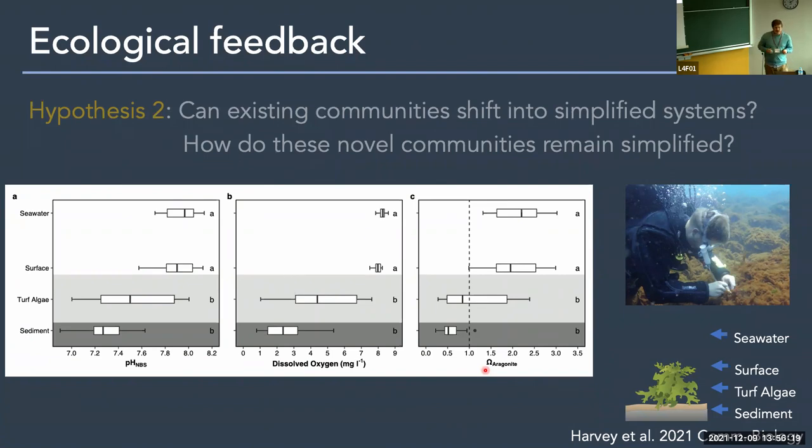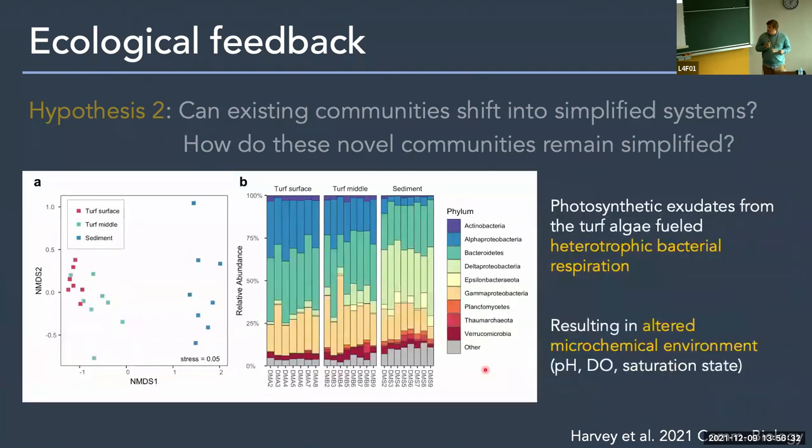So our dashed line in this figure is showing that within the sediment, any calcified structure is going to be dissolving, and they're not going to be doing much better within the turf algae. So we figured that obviously there has to be some sort of biological process driving these changes in the microchemical environment. And so we took a few samples within that sediment and within the turf to look at the bacterial community. And we saw that there was a big change when comparing the turf and the sediment.